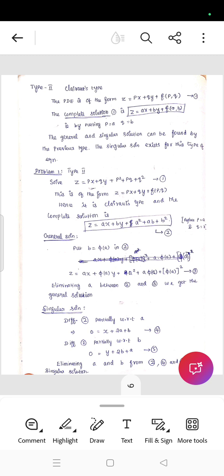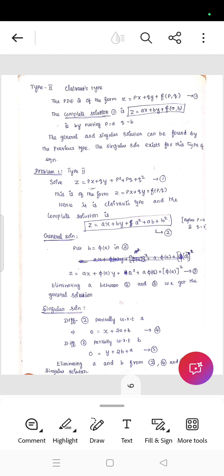So we can easily find the complete solution for this Clairaut's type, z = px + qy + f(p, q). Then the general solution and singular solution can be found by the previous method. Also, the singular solution exists for this Clairaut's type. For the last type of problem, f(p, q) = 0, there is no singular solution. For this type of problem, the singular solution exists and we have to find it.